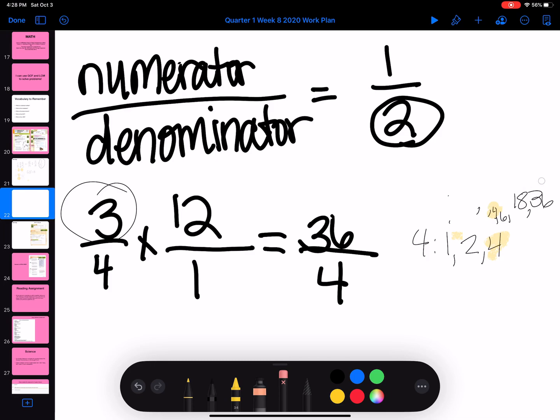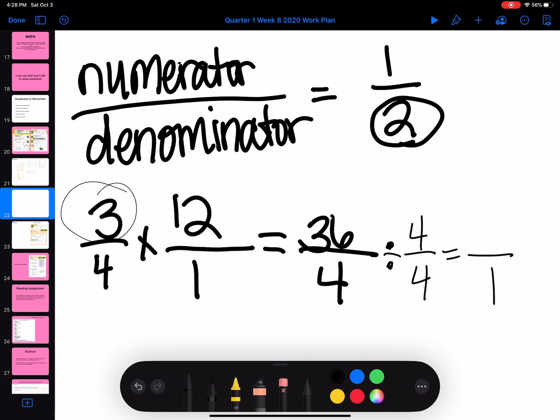So I'm going to erase my work so I have a little bit of space. And I'm going to divide by 4/4. So I'm going to put it over 1. 36 divided by 4 is 9. So anytime you have a whole number over 1, or your denominator is 1, your whole number is just the numerator. So 9/1 equals 9, so my answer would be 9.